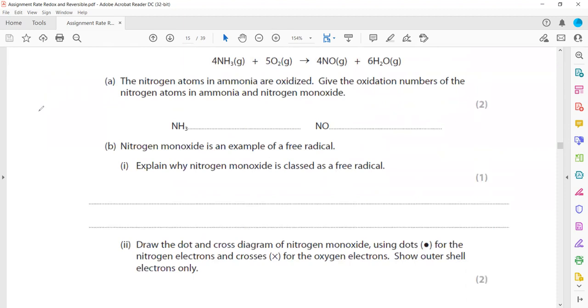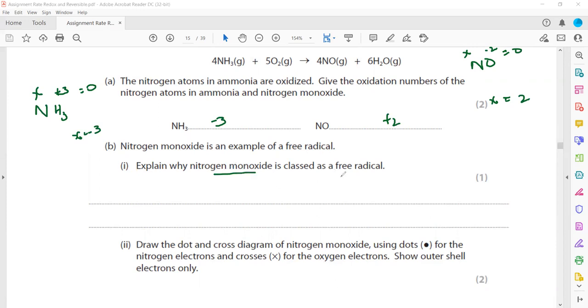So how can we work it out? For NH3, each hydrogen is plus 1, 3 hydrogen will be plus 3, and nitrogen is X. And the overall molecule is 0. So X plus 3 is equal to 0, so X is equal to minus 3. But in NO, the overall molecule is neutral, and oxygen is minus 2, so nitrogen is X. So X minus 2 is 0, so X is equal to plus 2. So minus 3 turned into plus 2, which means that is oxidation.